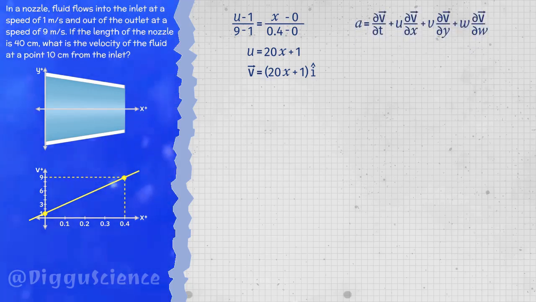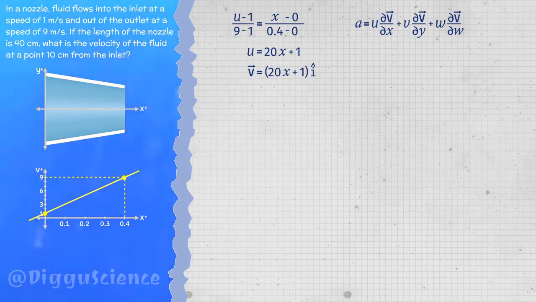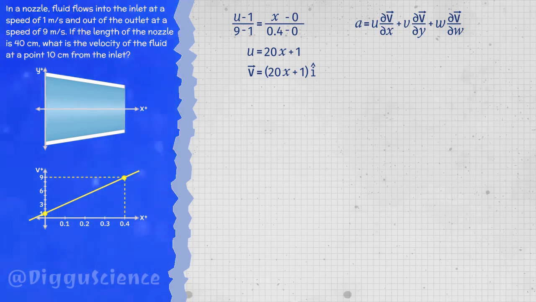Now, write the acceleration equation. Assume that the fluid flow through the nozzle is a steady flow. Thus the magnitude of the fluid velocity at the same point is constant. The partial of vector v with respect to t is 0. Since the fluid only moves straight along the x-axis, there is no contribution of the velocity components on the y-axis and z-axis. The partial of vector v with respect to y and the partial of vector v with respect to z are also equal to 0.